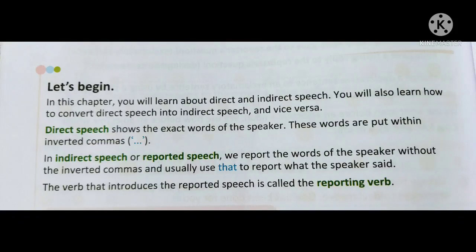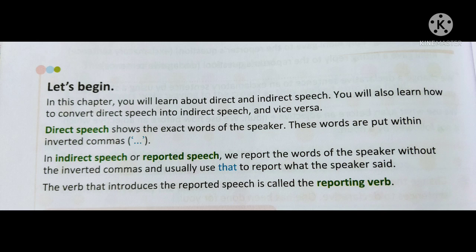Yes, let's begin with this. In this chapter, you will all learn about direct and indirect speech. Also, you will know how to convert direct speech into indirect speech and vice versa. So students, we can now define what direct speech is.